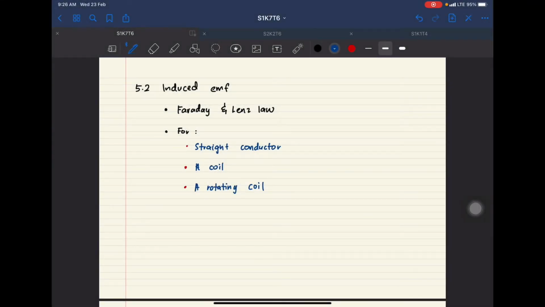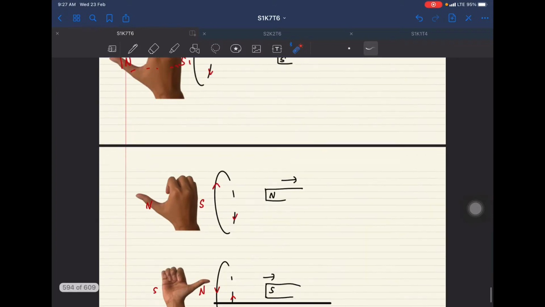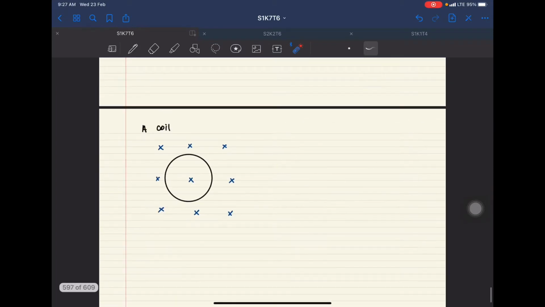Okay, so in this video we continue with subtopic 5.2, induced EMF. Yesterday in the previous video we discussed Faraday's and Lenz's law. In this video we will discuss specific calculations for the induced EMF for specific cases. Okay, so we start with a coil.